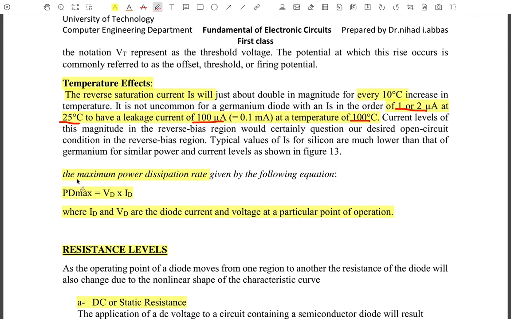Also, we have a maximum power dissipation. This is the equation for maximum power. You know the power and you know the maximum power. So V diode multiplied by I diode, I will get the power dissipation.